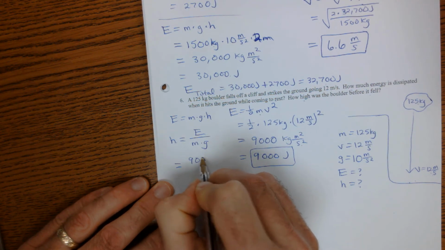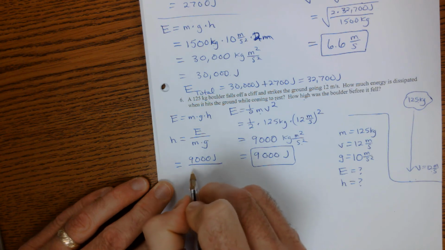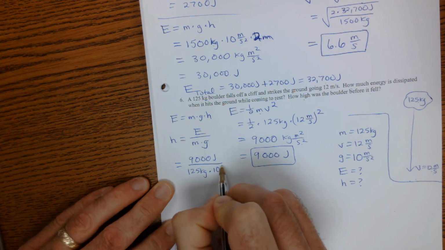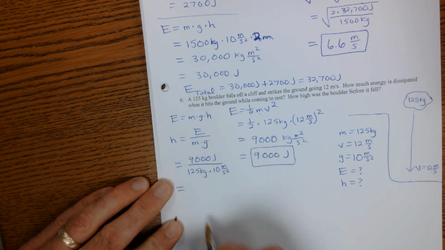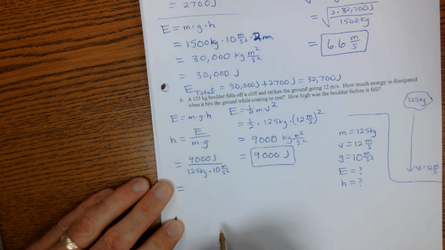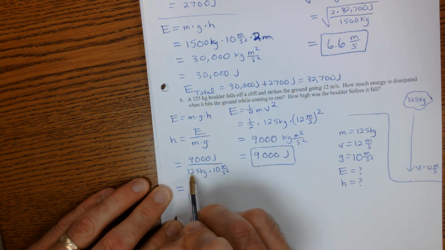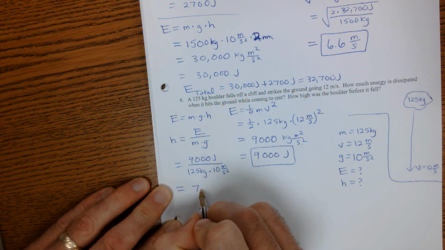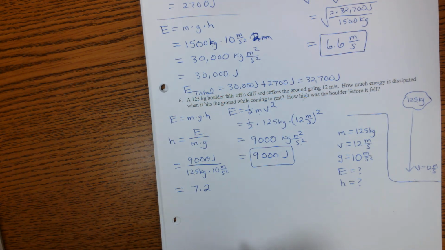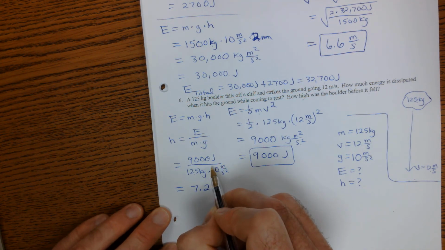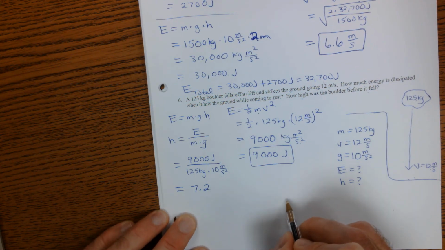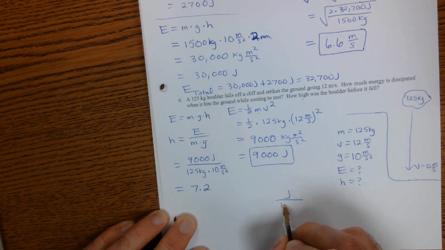So I have my 9,000 joules divided by the mass, which is 125 kilograms, times gravity, which is 10 meters per second squared. Just simply working through the numbers, I get 9,000 divided by 125 times 10, so 9,000 divided by 1250, and I'm going to get 7.2. And this is a mess of units here. So let's do a little work in the margin to make sure that we got the right thing. If I have a joule divided by a kilogram times meter per second squared.